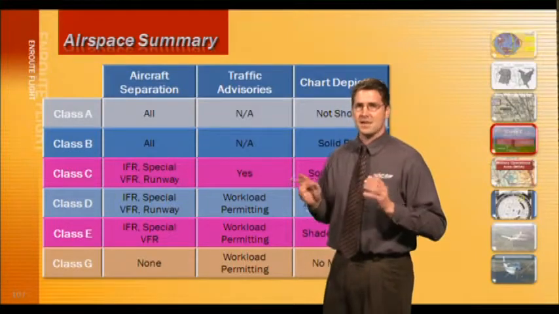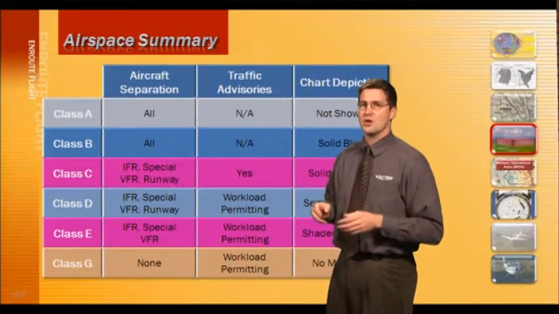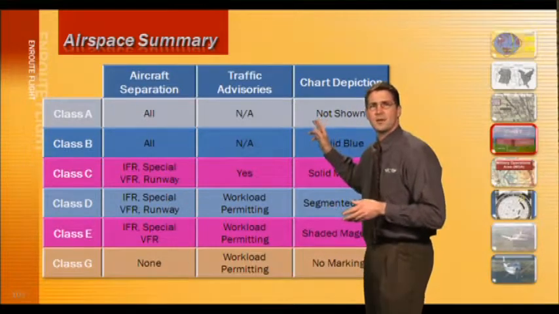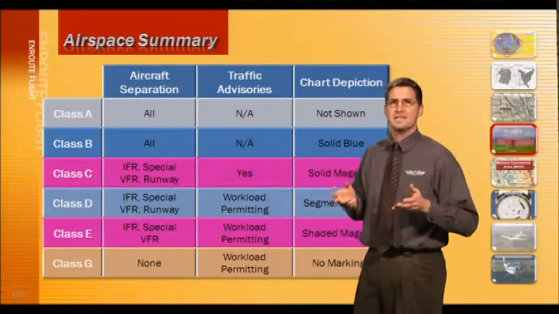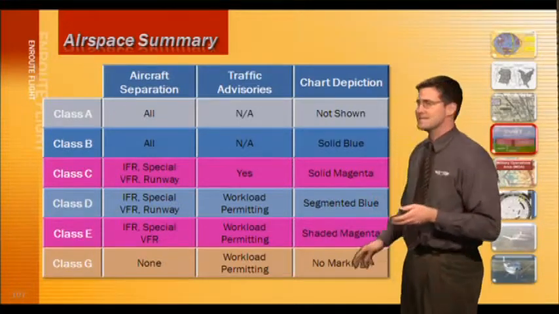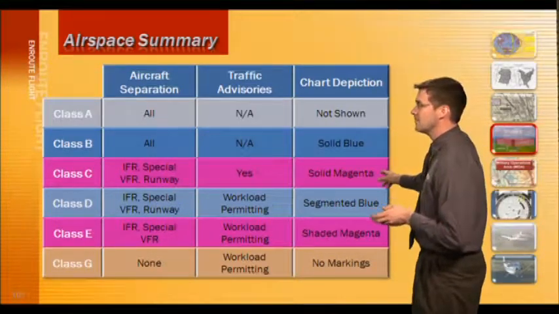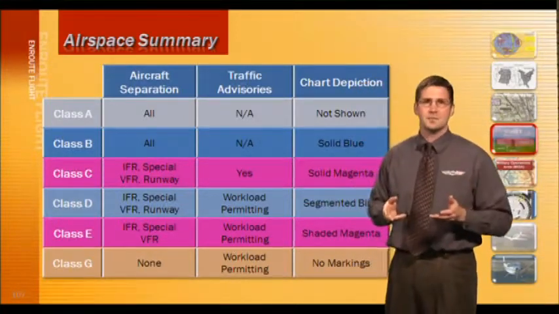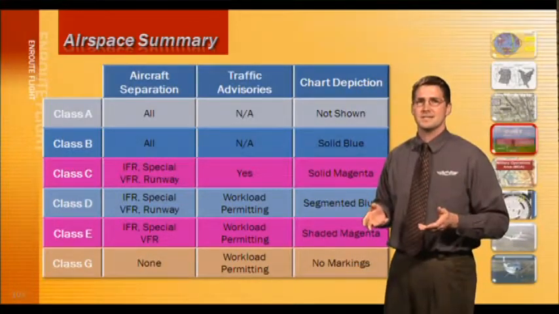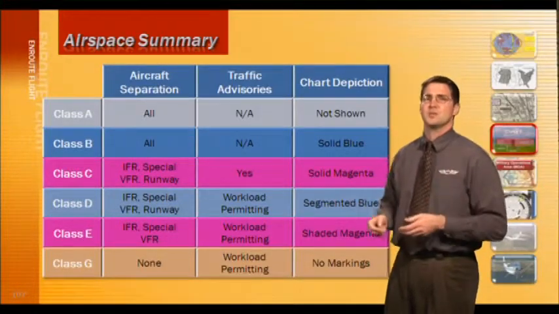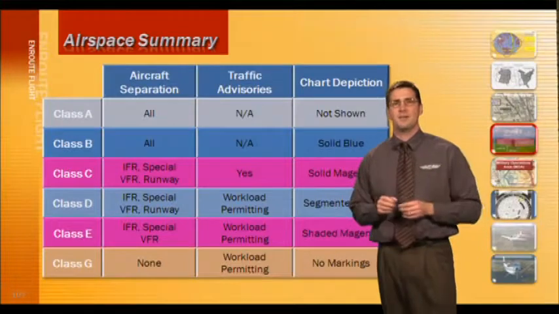Now, Class A airspace is not shown on sectional charts because it's above 18,000 feet, and you can see that here. However, Class B airspace is shown by solid blue lines, and Class C is marked by solid magenta lines. Class D airspace is indicated by segmented blue lines, and Class E airspace is marked by shaded magenta areas. And remember, Class G airspace isn't specifically marked on VFR charts.